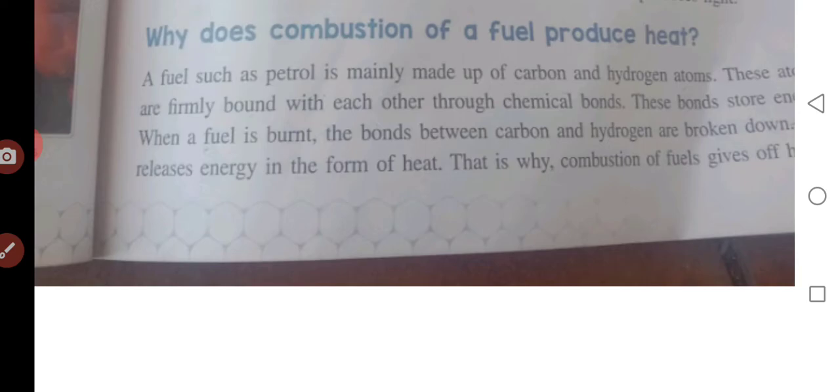ஸோ அது என்ன செய்யும்? அந்த broken down கார்பனும் ஹைட்ரஜன் ஆட்டம்ஸும் உள்ள broken down ஆகும். So it will release the energy. So that released energy forms heat. ஸோ எனர்ஜி ரிலீஸ் பண்ணும்போது தான் ஹீட்டாக வந்தது. That's why combustion of fuels gives off heat.